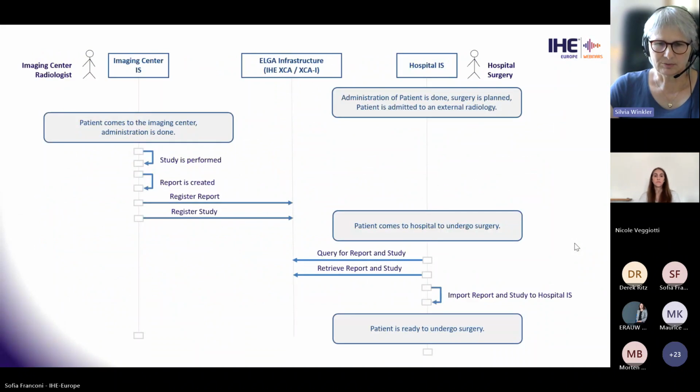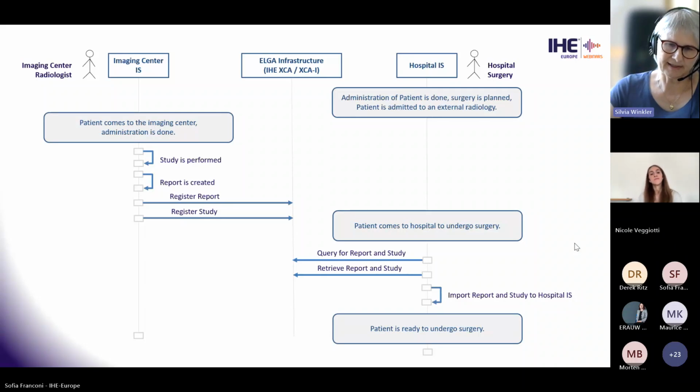So I tried to stick to the convention of how these use cases are described. We have on the left side the imaging center, the radiologist in the imaging center, and the information system in the imaging center.